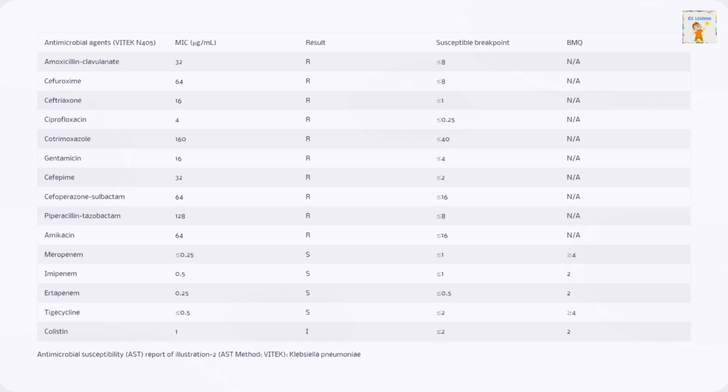If we take out the breakpoint to MIC ratio, then the ratio comes to be more than 4 for meropenem as well as more than 4 for tigecycline. So for this patient, amongst these 4 antibiotics, meropenem and tigecycline are likely to work superiorly compared to imipenem and ertapenem. If we are suspecting a bloodstream infection, then meropenem would work better because it's bactericidal.